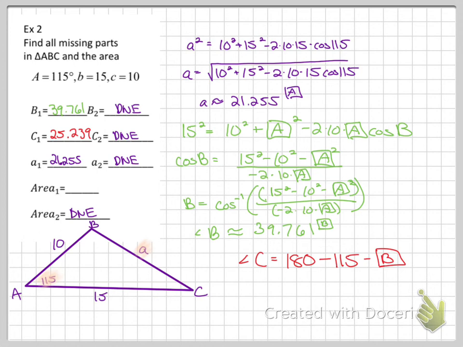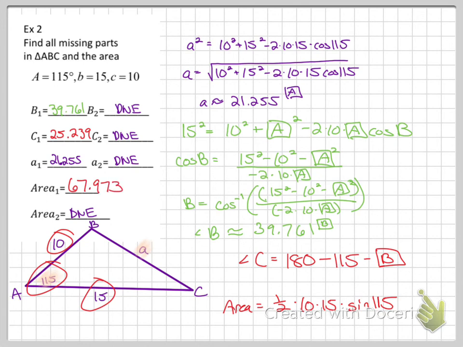Why don't you find the area? Pause it and find the area. When I do go to find the area, I make sure I use, whenever possible, the given numbers. Remember, area is side angle side. We have side angle side in this problem that were typed onto the test. So I'm going to use 10, 15, sine 115. The area formula is always sine. The area for this ends up being 67.973.